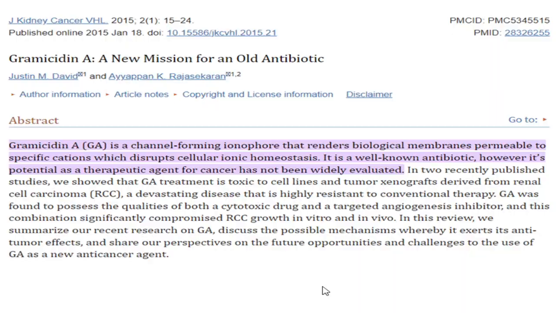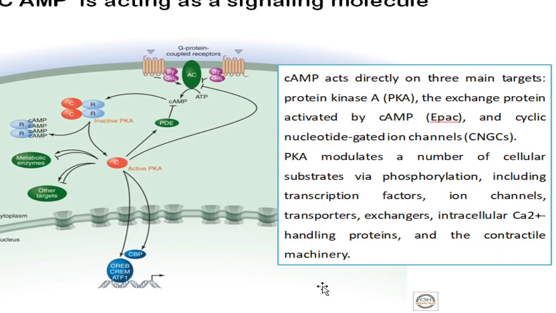Okay, the next question is that cAMP is acting as a signaling molecule. They asked how cAMP acts as a cellular signaling molecule. The correct answer is that it will be activating protein kinase A. Actually, there are three main targets available for this secondary messenger called cyclic AMP. First is protein kinase A, next is the exchange protein, and next is the cyclic nucleotide gated ion channel.